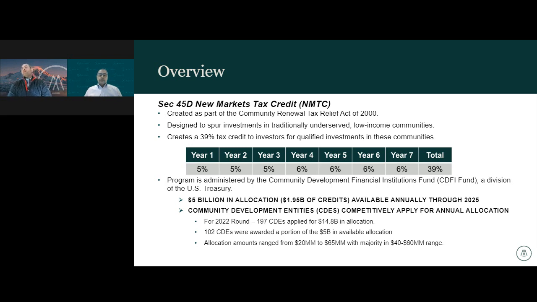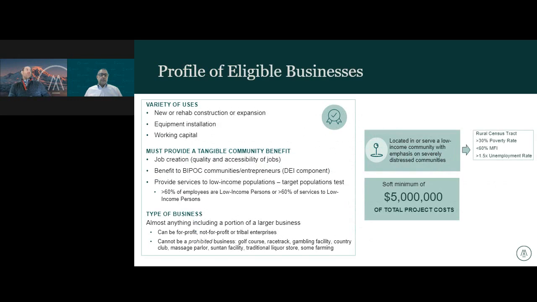So what makes an eligible business, or what's a business that's attractive to new market tax credit financing? I'm going to start on the right-hand side and move back to the left, so kind of backwards here. But generally, we're talking about projects that have a soft minimum of about $5 million in project costs, and they have to be located in or serve a low-income community.